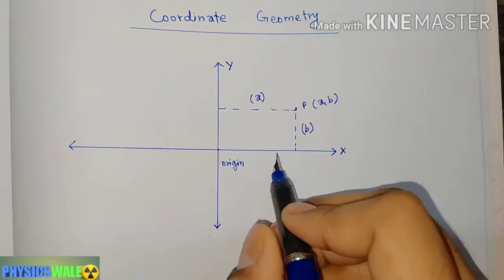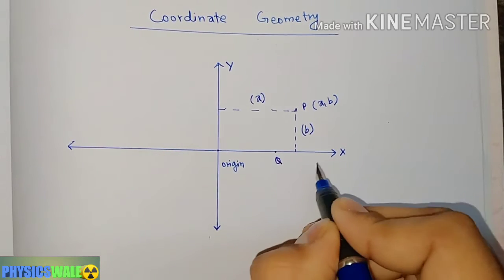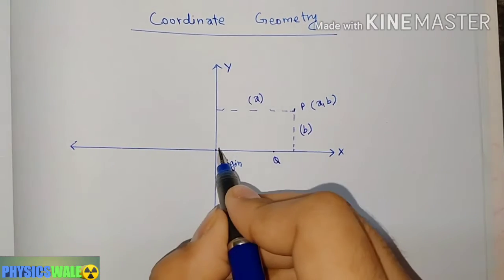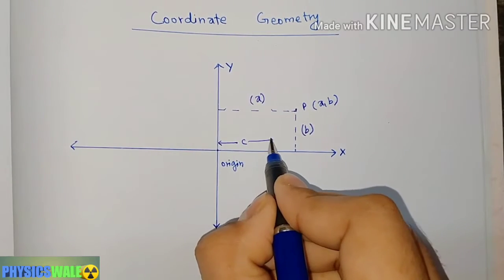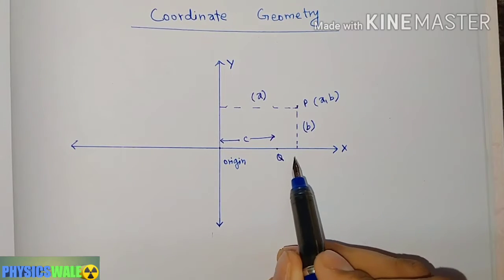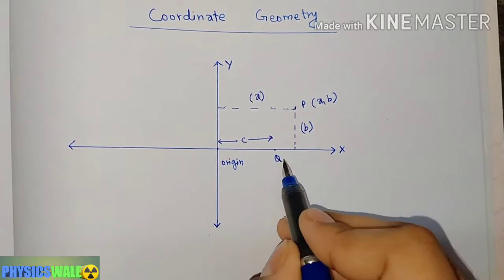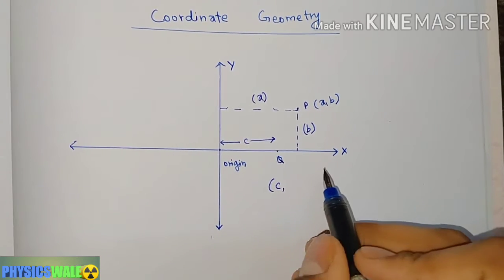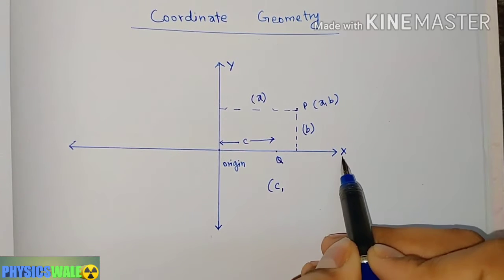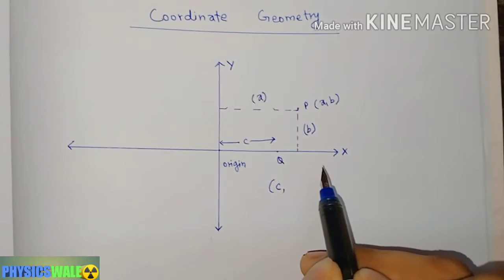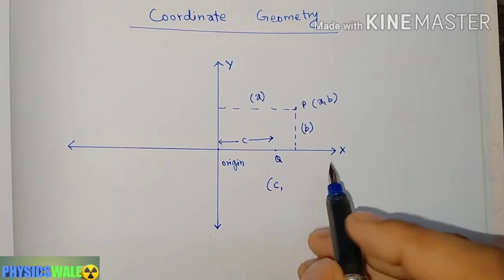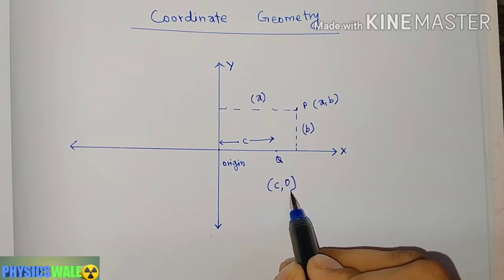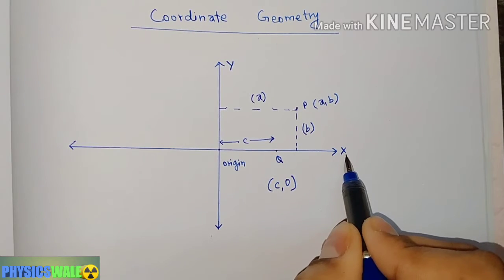Let us take a point Q located on the x-axis. Let us suppose this distance is c. What are the coordinates of this point Q? We can clearly see that the distance of this point perpendicular from the y-axis is c, and since this point is located on the x-axis itself, it is at no distance from the x-axis, therefore the distance is 0. So the y-coordinate of this point becomes 0. c, 0 are the coordinates of this point Q located on the x-axis.